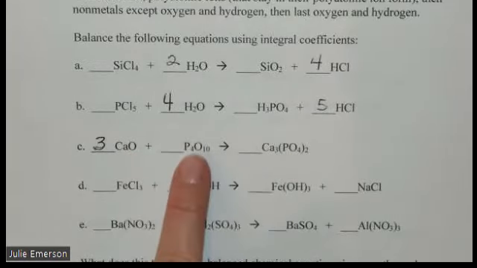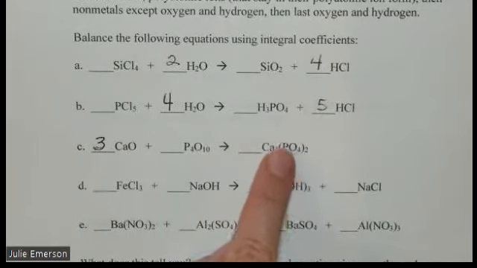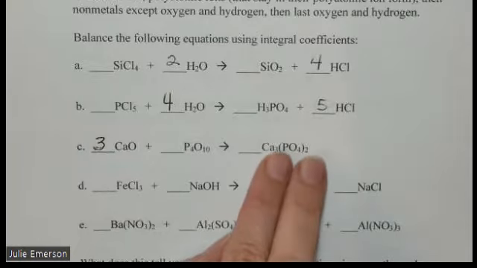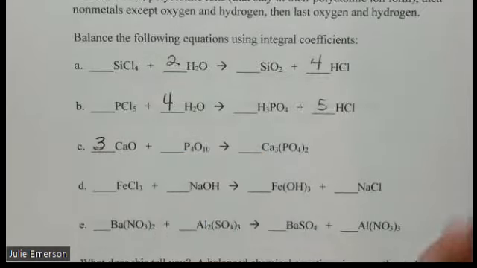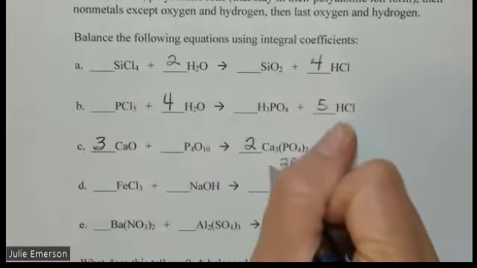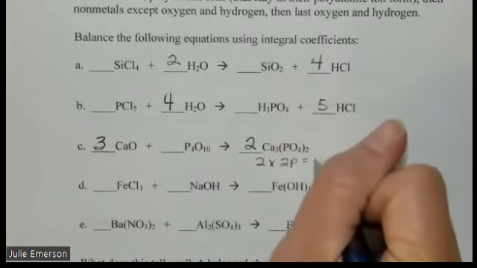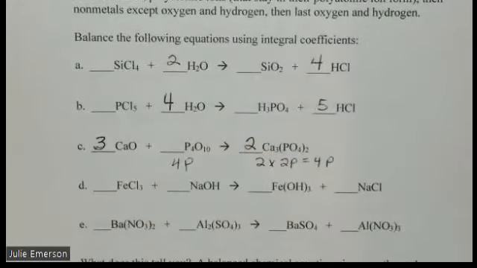Let me check phosphorus next. I've got P4O10, so I've got 4 phosphorus there on the reactant side. On the product side, distributing that 2 in the parentheses, there are 2 phosphorus. So I've got 2 phosphorus on the product side, but 4 on the reactant side. So the calcium phosphate on the product side, I'm going to have to multiply by 2. Now I have a total of 4, and that matches the 4 that I have on the reactant side.